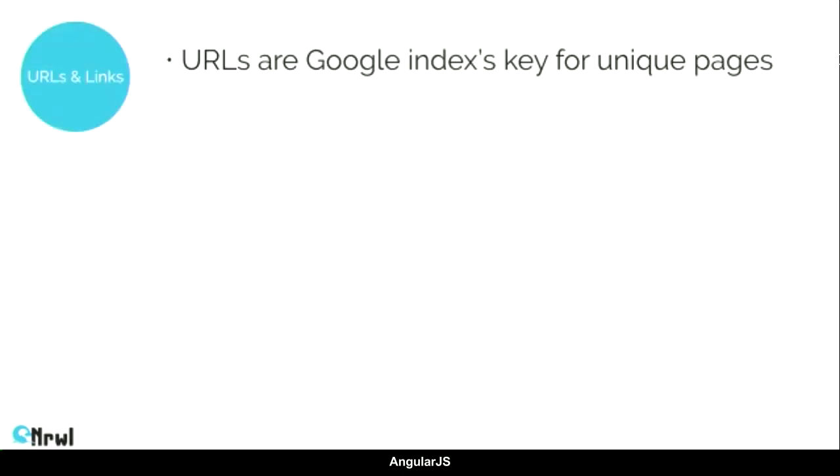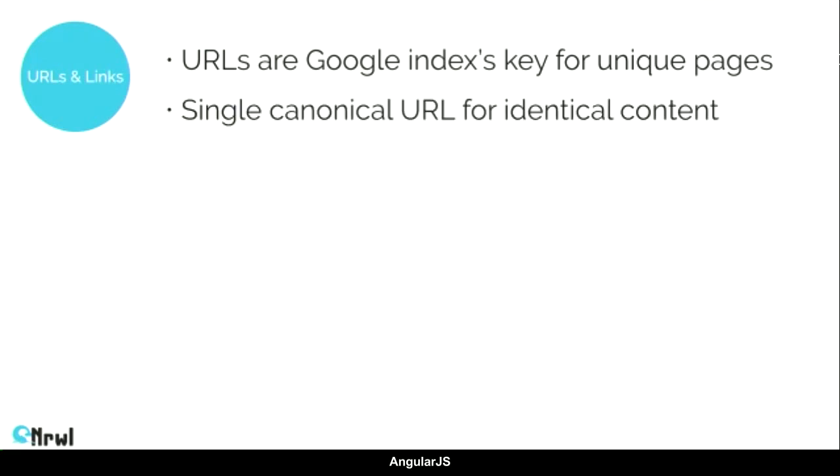URLs and links. It should come as no surprise that links and URLs are pretty important for Google. It's the way the index keys every document that it stores. So it's important to have a single canonical URL for identical content. So that's to say, if you have the same page that can be served at different URLs, and that includes query parameters. If you have different configurations of query parameters that can access the same content, you need to tell the crawler that you need to give it a specific link that this page resolves to, that it should be the canonical link when it's referenced.